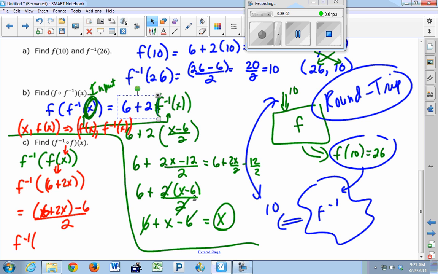So f inverse of f of x is 6 plus 2x minus 6, all over 2. The 6's cancel. I get 2x over 2. I'm right back to x. So my round trip has been performed. Notice here that regardless of the order in which I compose these two functions, I get exactly the same answer. I get right back to my original input, no matter which order I compose these functions.